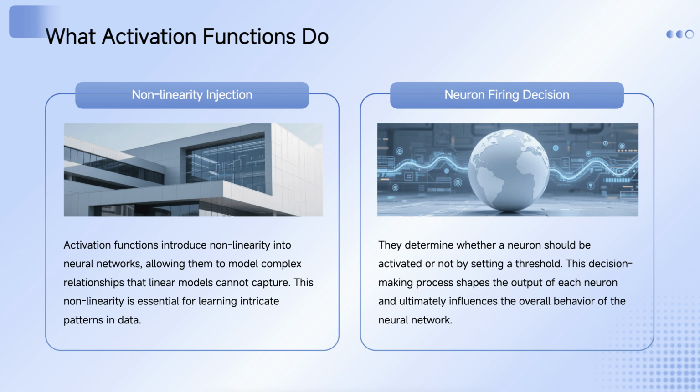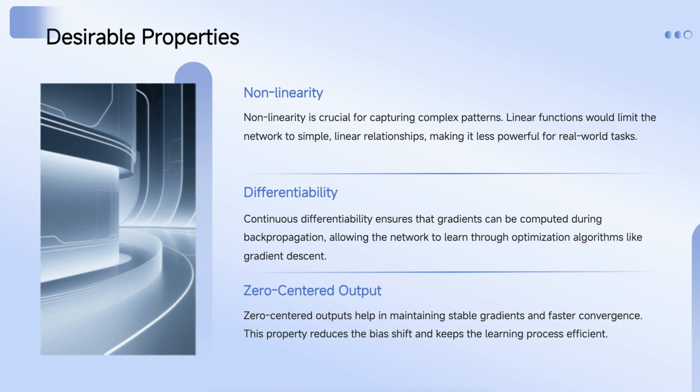Let's start with the basics. Activation functions give neural networks their power. They introduce nonlinearity, allowing models to learn complex patterns that linear models can't capture. They also decide whether a neuron fires or not, shaping how information flows through the network. Good activation functions share key properties. They should be nonlinear, differentiable for backpropagation, and ideally have zero-centered outputs to keep gradients stable and learning efficient.